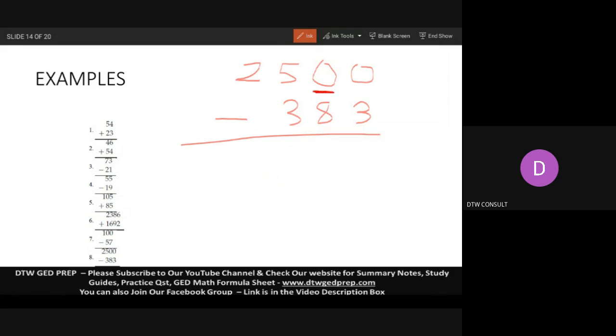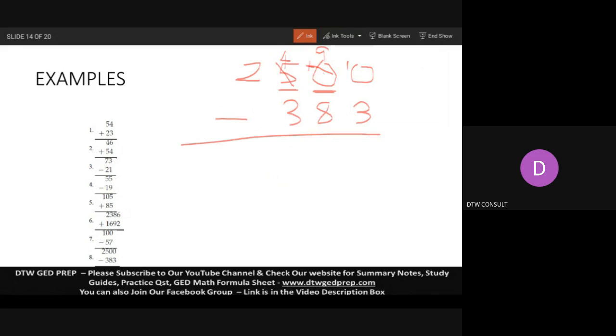But unfortunately, the digit here is also 0. So we have to move one more step. If we come here, the digit here is 5. If you borrow 1 from 5, what is left is 4. That one we borrow, add it to the tens position, that becomes 10. But remember, we are going to the ones position. So if we borrow 1 from 10 again, we have 9 left. So add that one we borrow here, it becomes 10.